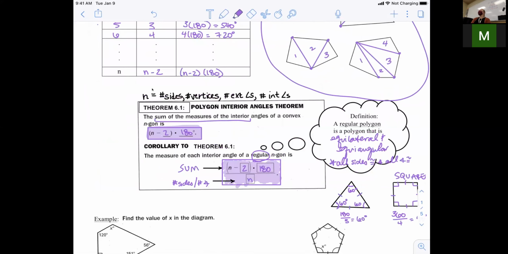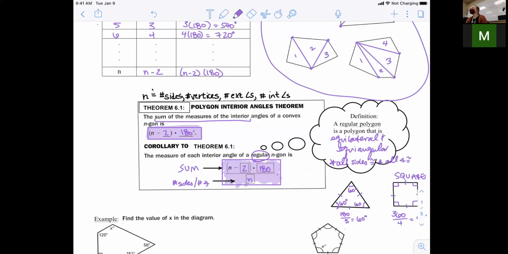Okay, so if I want to know the sum of the interior angles, I do n minus 2 times 180. If I want to do one singular interior angle, I do n minus 2 times 180 divided by n. Before I move on, I want to take a minute and stop saying things like four-sided figure and six-sided figure.